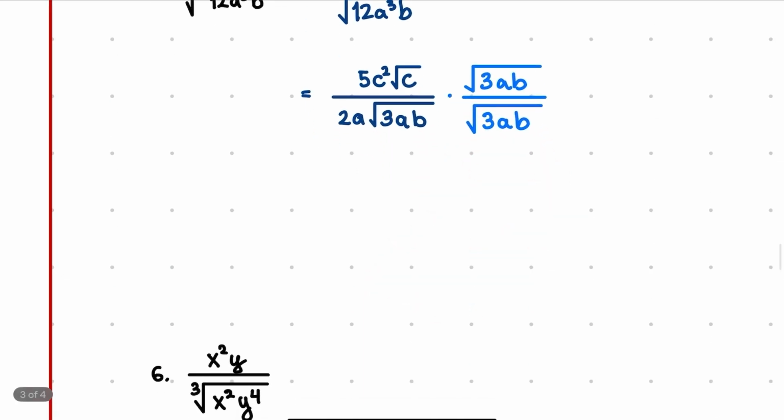So with that, we'll have here 5c squared. And then again, when multiplying radicals, we just multiply this one inside, since they are the same, that they are square roots. So multiplying the inside, we'll have here square root of 3abc, and in the denominator we'll just be left with this and this one on the inside. So we'll have here 6a squared b, and yeah, that's the final answer for this item.